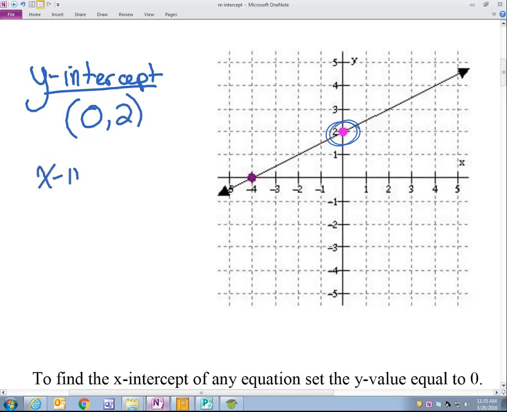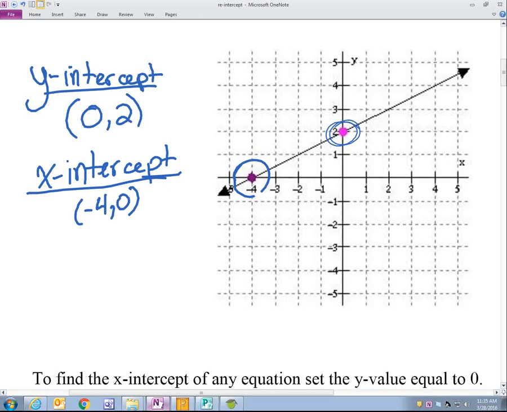And then the coordinates of the x-intercept. It's going to be right here. We have negative 4, 0.